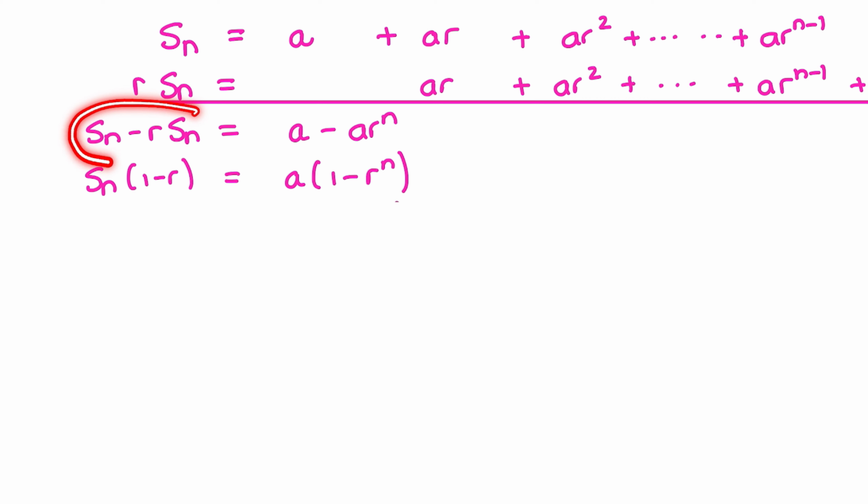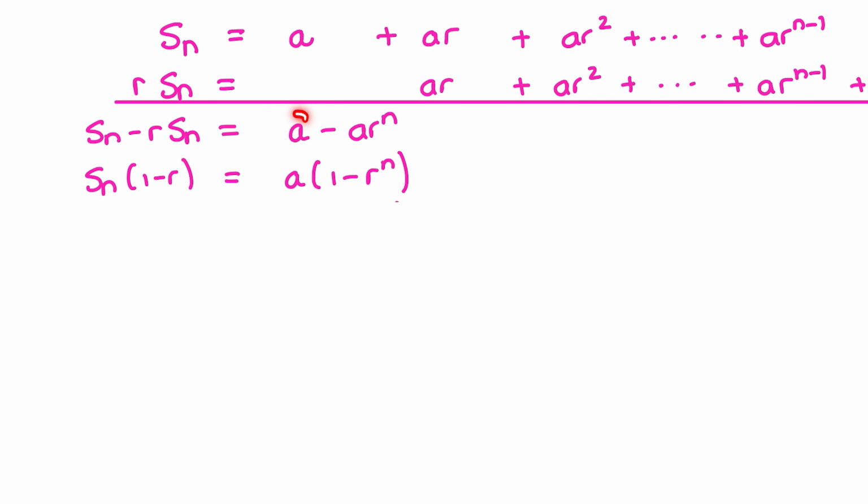So on the left-hand side, we have a common factor of Sn. So I factorize out the Sn, and I'm left with 1 minus r. So if I take out Sn in the first term, I'm left with 1. And in the second term, I'm left with r.